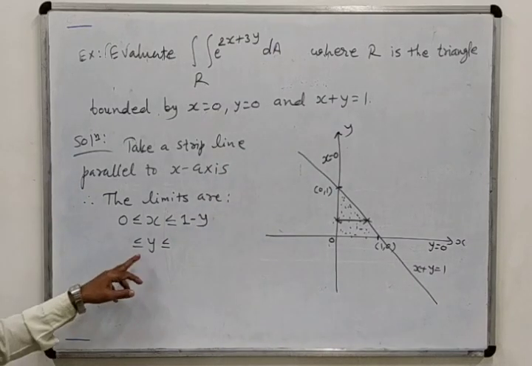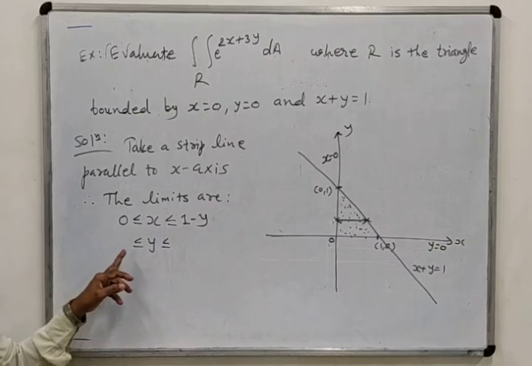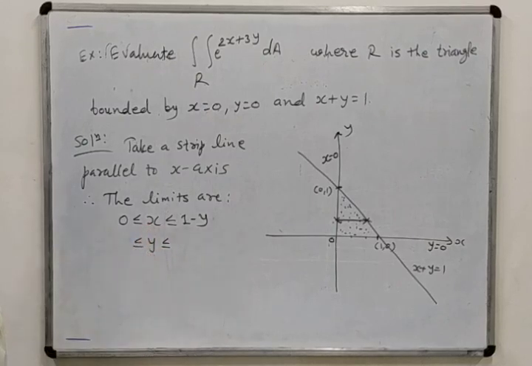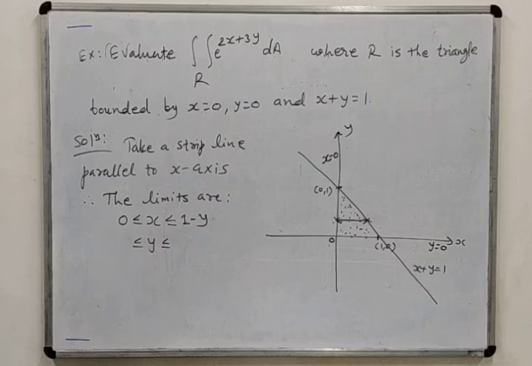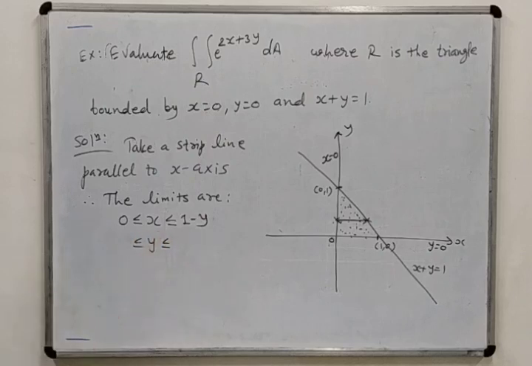Okay. Then we will determine the limits of y. And I told you that you must keep in mind that the limits of y will always be constant. Always it will be constant. So by mistake you should not write the limits of y in terms of x, that is, in variable form.